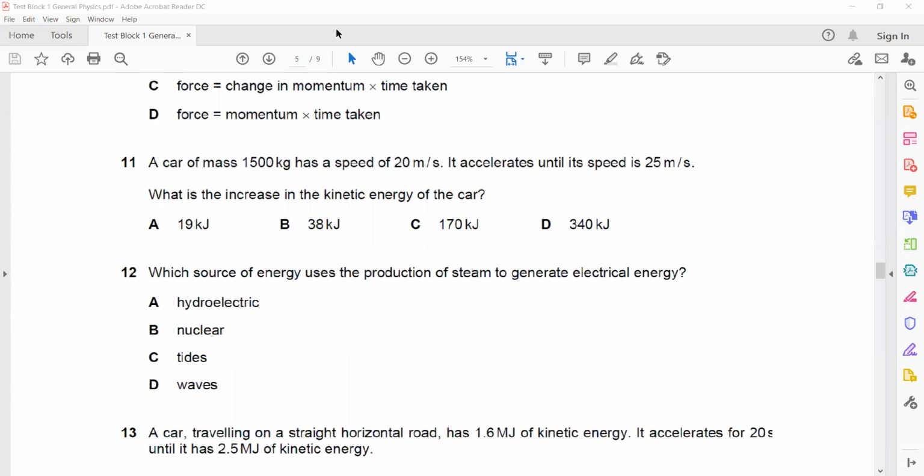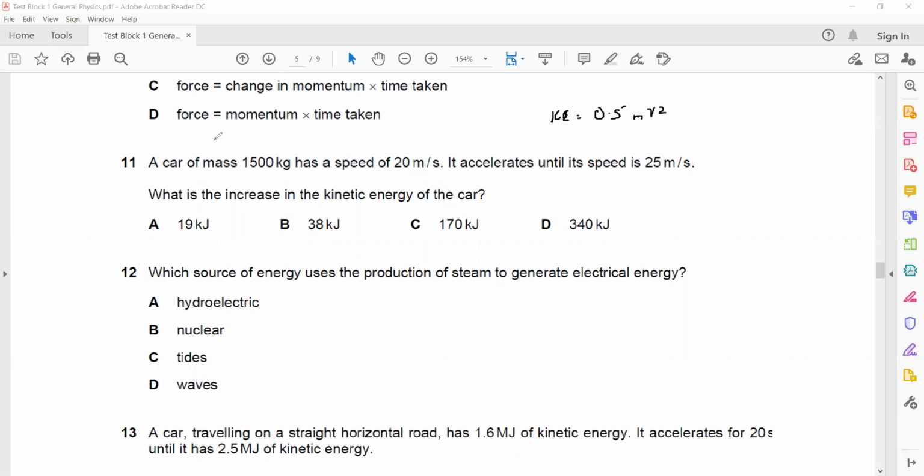A car of mass 1500 kilogram has a speed of 20. It accelerates until the speed is 25. What is the increase in kinetic energy of the car? So first you will find the kinetic energy when it was moving with 20, then find the kinetic energy when it is 25, and just take the difference of the two energies. The formula for kinetic energy is half mv square, or 0.5 mv square.